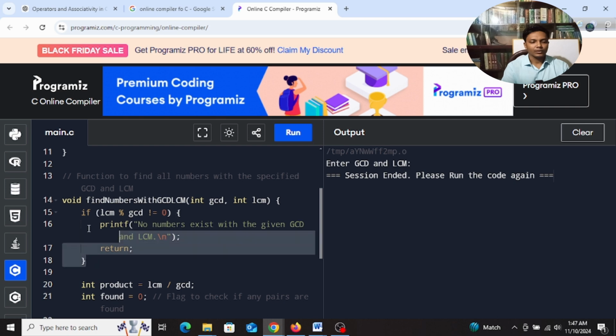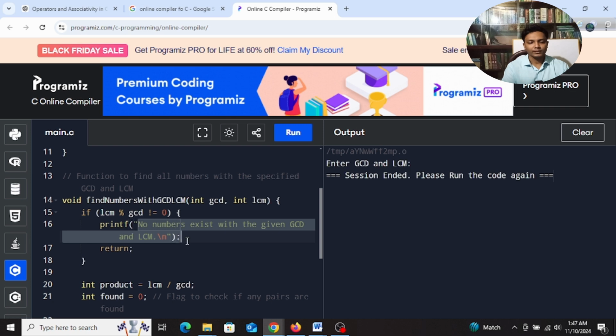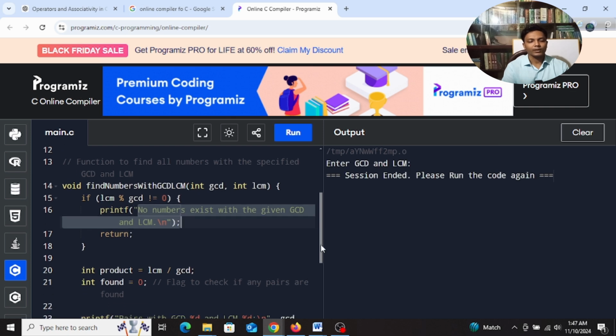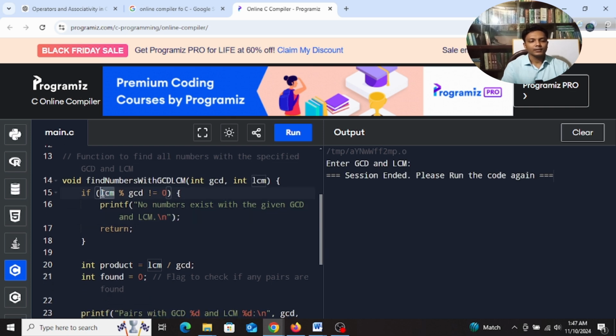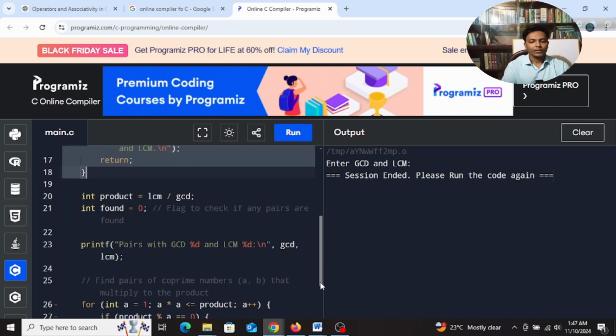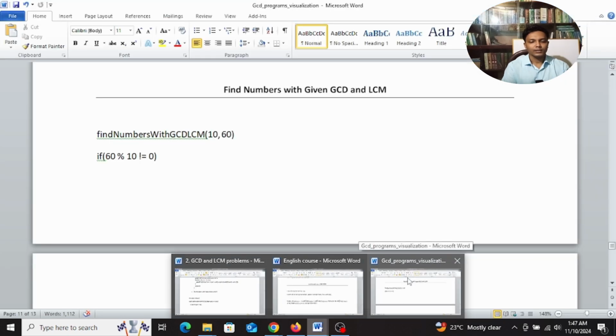If it's not 0, then we will say that no number exists with the given GCD. In our case, 60 is evenly divided by 10, so we don't have to worry about this. Now, let's visualize this one.